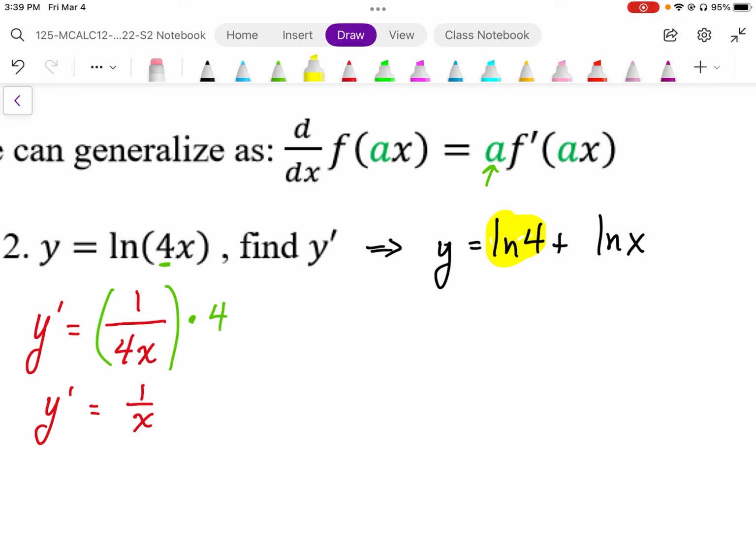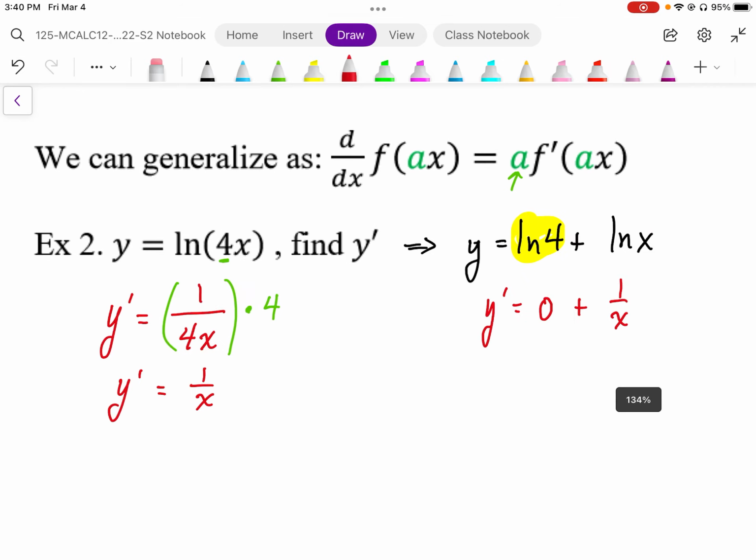So if I actually differentiate this, notice that y prime equals 0 plus 1 over x. I actually get the same thing. So we could do it using log properties, or we can do it using a horizontal compression of 4 and times by 4, but in either case, we get the exact same result. Now, this is a property only of log functions because we can accommodate that times 4 as a plus log 4 in a log function.